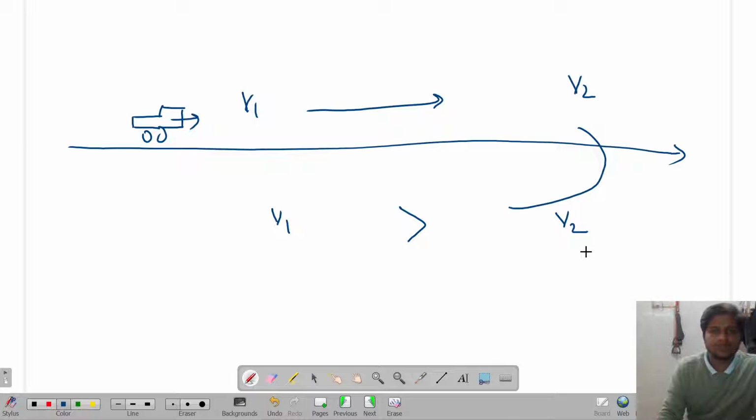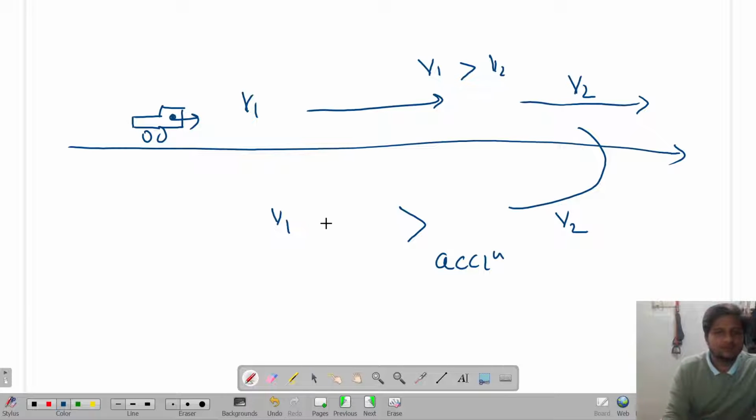Tell me yes or no. Here v2 will be less than v1, while v1 will be greater than v2. So for the opposite case, it is an acceleration, yes or no? But for the person sitting in this direction, who is moving towards this side, it is actually a retardation for him, yes or no?